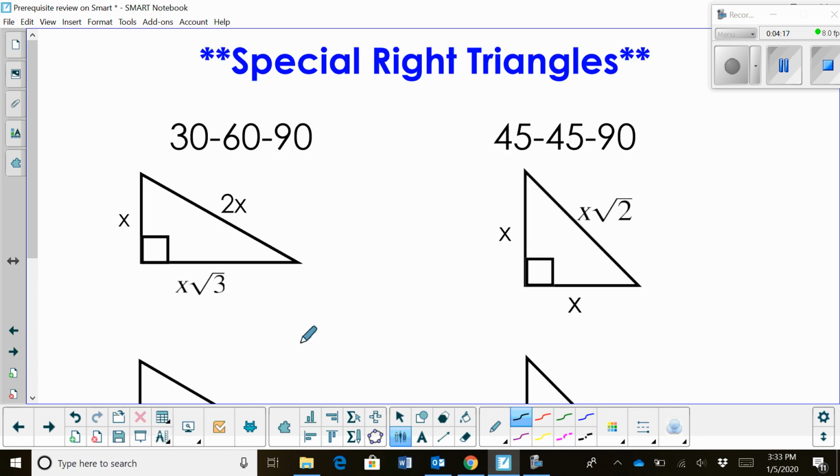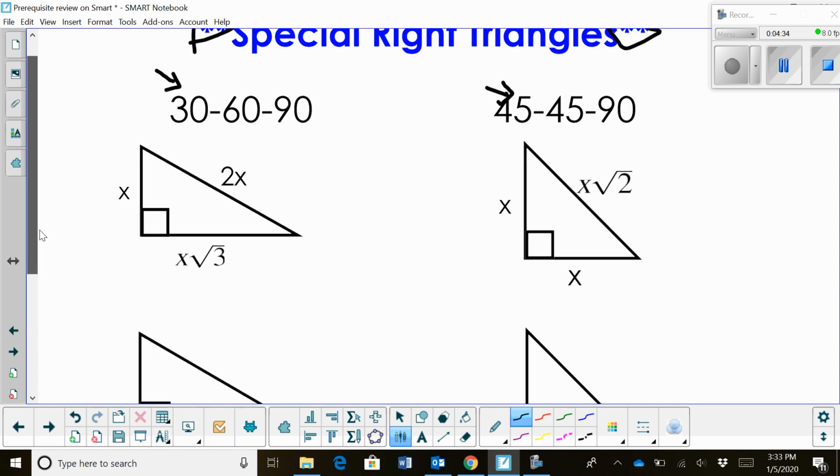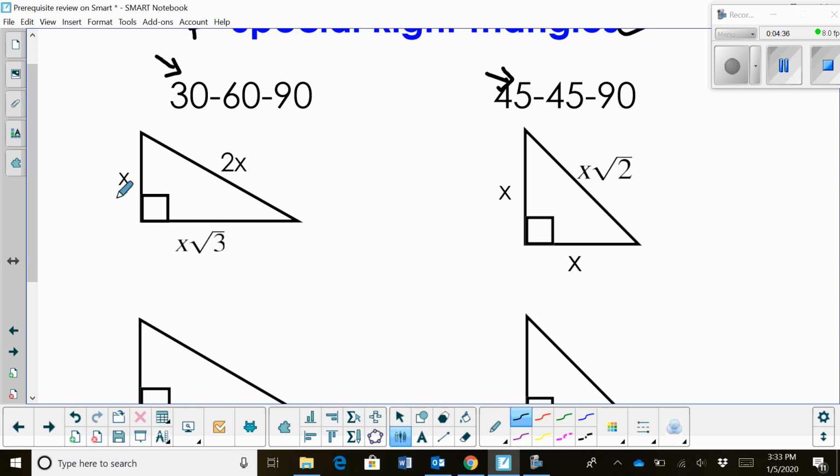Okay, now let's review special right triangles. We've got your 30, 60, 90 and your 45, 45, 90. And I have these double starred because these are very, very important for pre-calculus. You build the unit circle with these triangles, so you need to know these. So you need to know these rules.